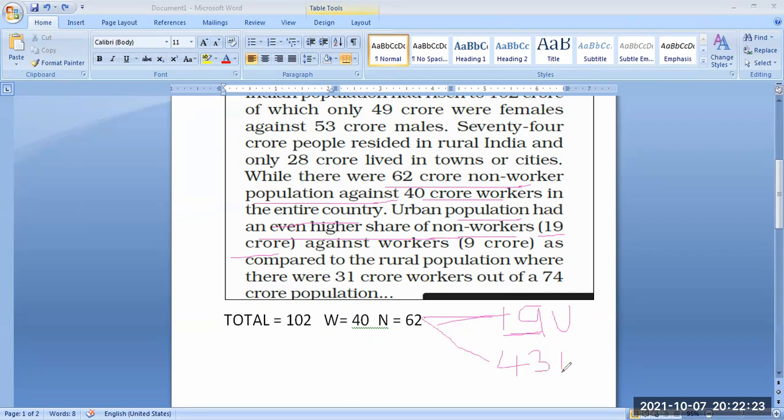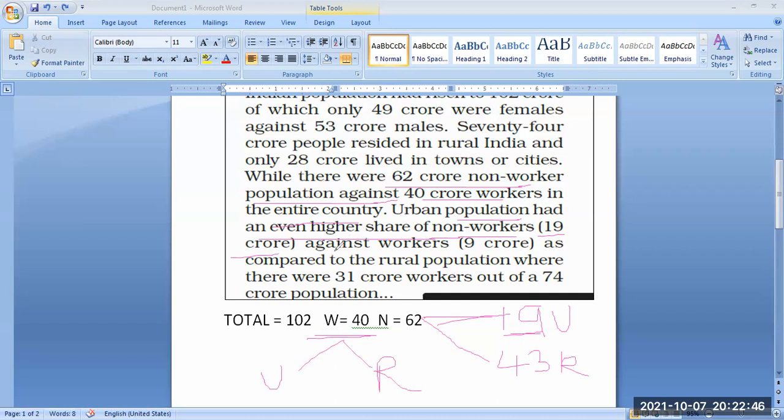Yes, sir. Understood. Please note down these points. I cannot go back to this problem again. Next, coming to worker population, in worker population also, urban population you have to find out, rural population you have to find out.